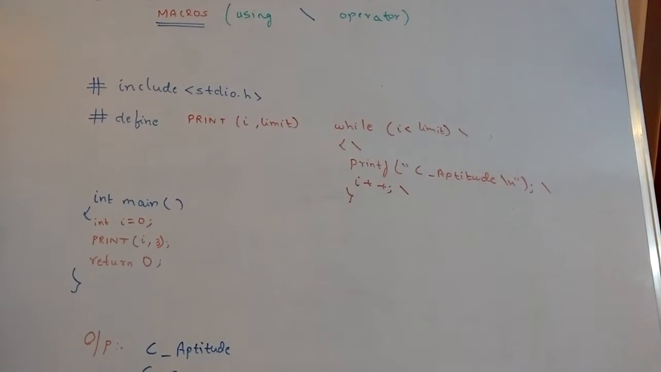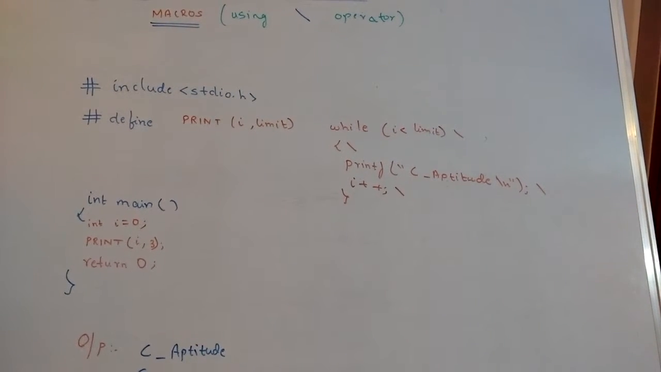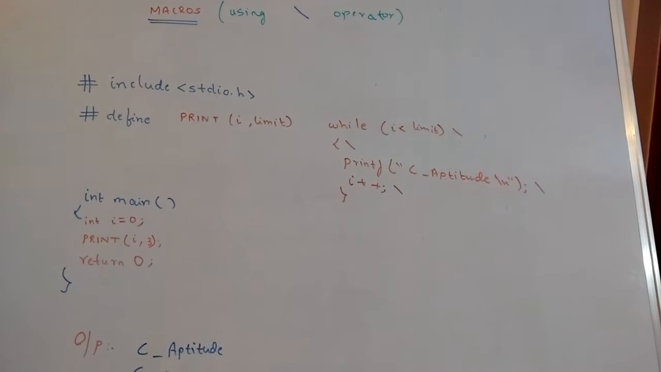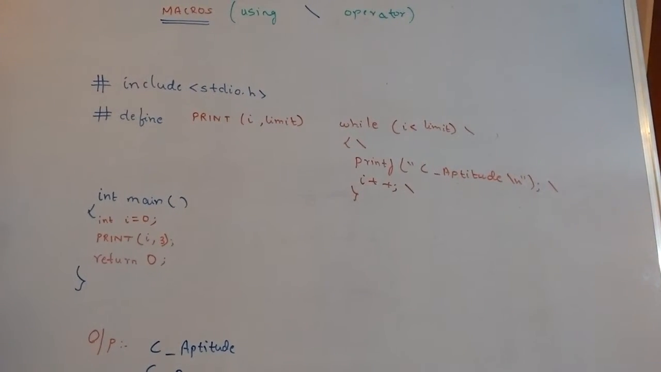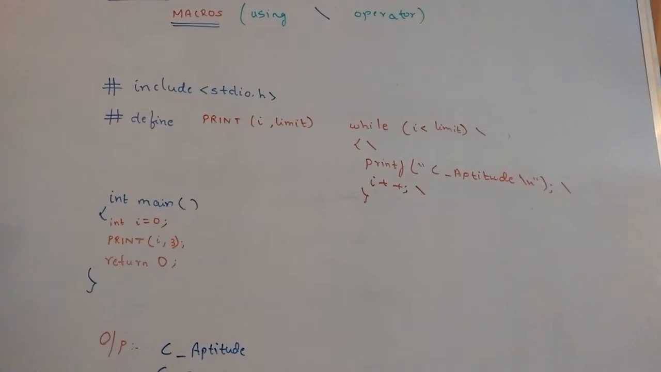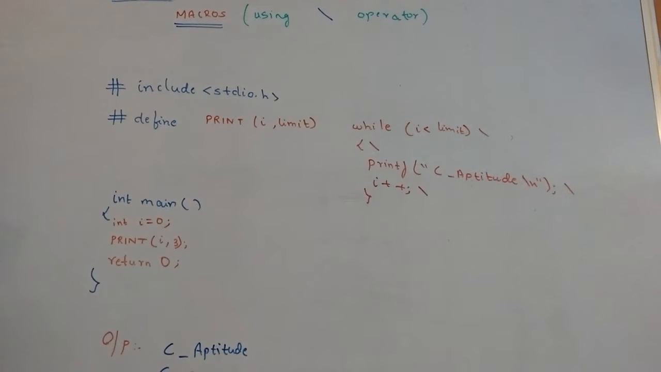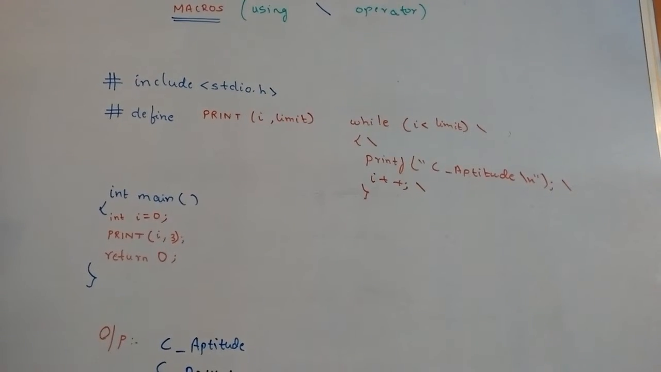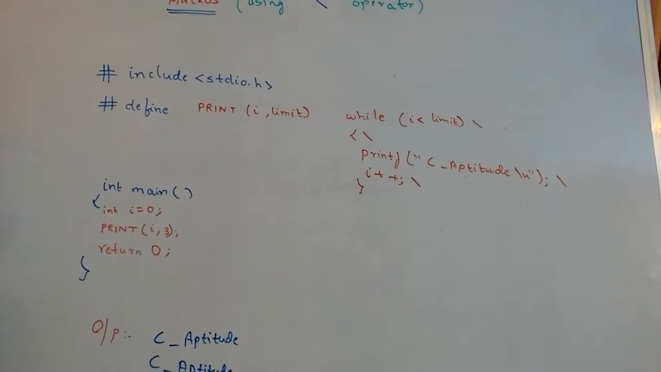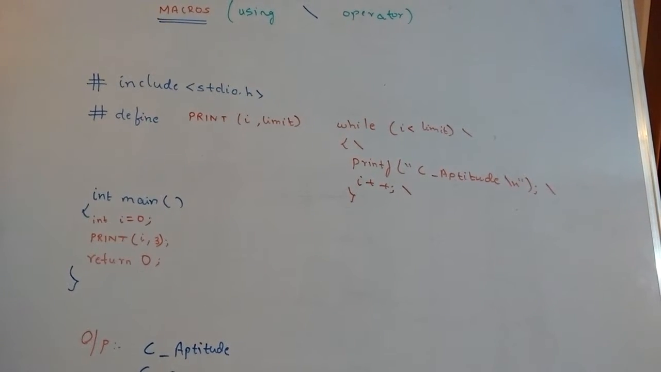Sometimes it may not be possible to write the macro body in one single line. So when the macro has to be written in multiple lines, we use the backslash operator. Backslash operator means you are telling the compiler, I still have macro code in the next line. Please go to the next line. That is what the backslash operator means.